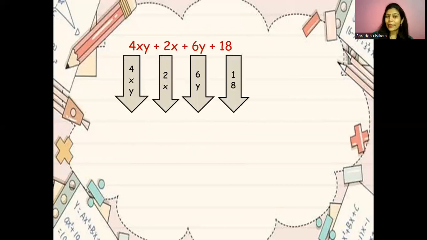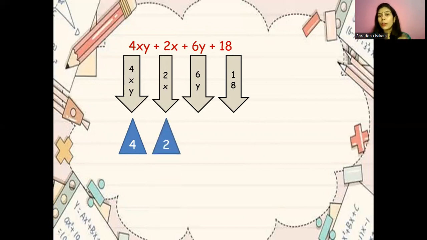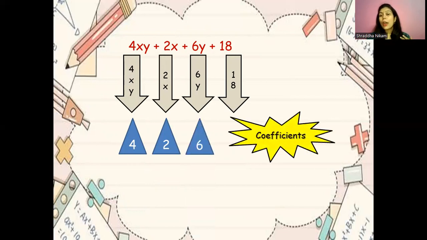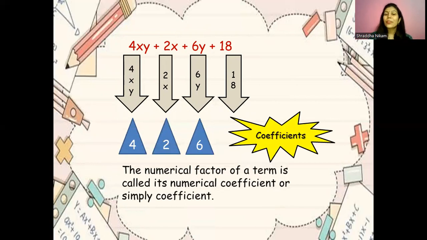Let's look at factors again. Now in the first example, the numerical factor is 4. In the second one, the numerical factor is 2. In the third one, the numerical factor is 6. Such numerical factors are known as coefficients, and the definition is given there. The numerical factor of a term is called its coefficient, or simply the numerical coefficient. So the coefficient is of the term.